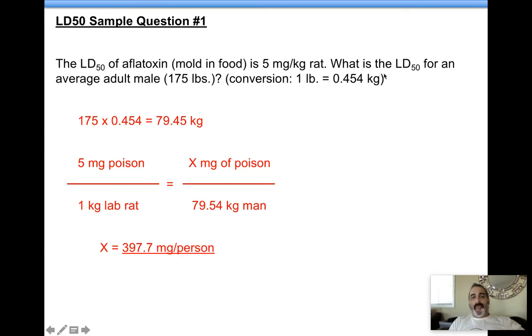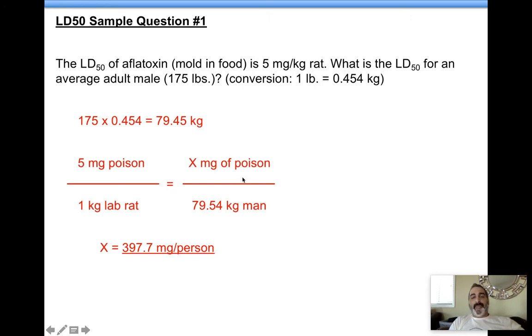I gave you the problem. An average adult male weighs about 175 pounds. The problem is this is in kilograms of rat, and that's 175 pounds of male. So the first step I did is I converted 175 times 0.454 and turned it into 79.54 kilograms. Now I have kilograms of male, so I can compare kilograms of male to kilograms of rat. So we put 79.54 kilograms of male on the bottom here.